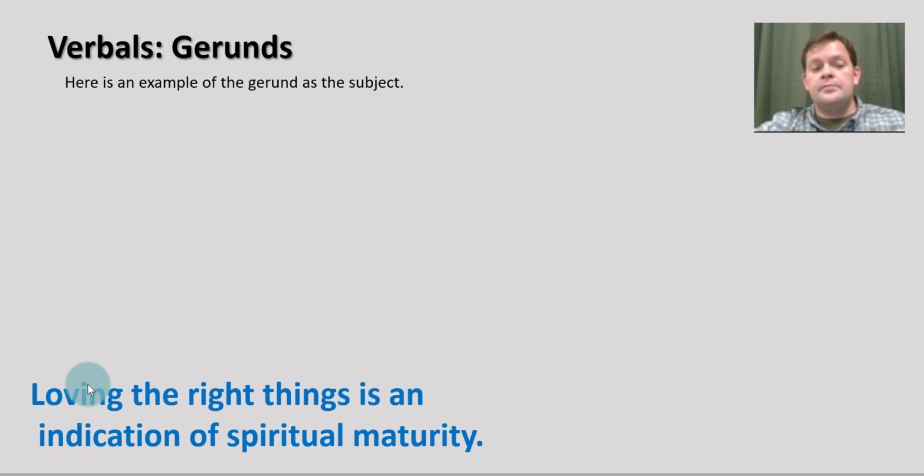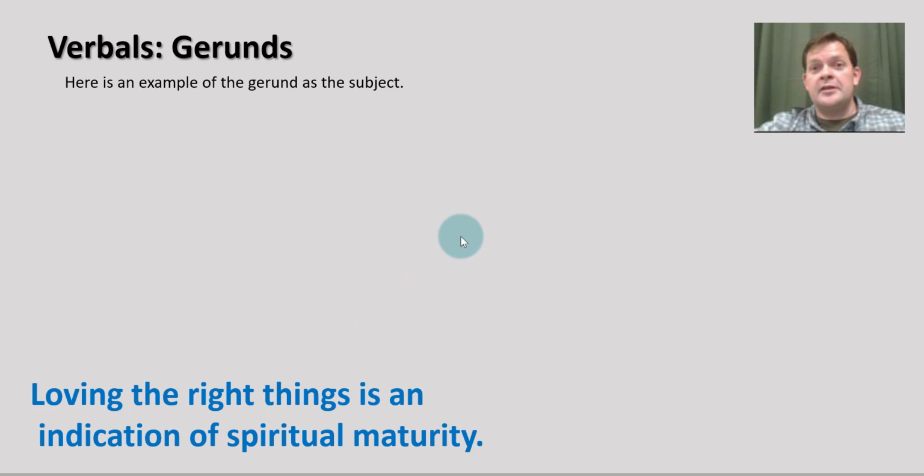Another example here. I put the sentence down here for space: loving the right things is an indication of spiritual maturity. Well, what's your verb? Of course, your verb here is "is." When you ask what is, well, loving the right things is. And then is what? An indication of spiritual maturity.